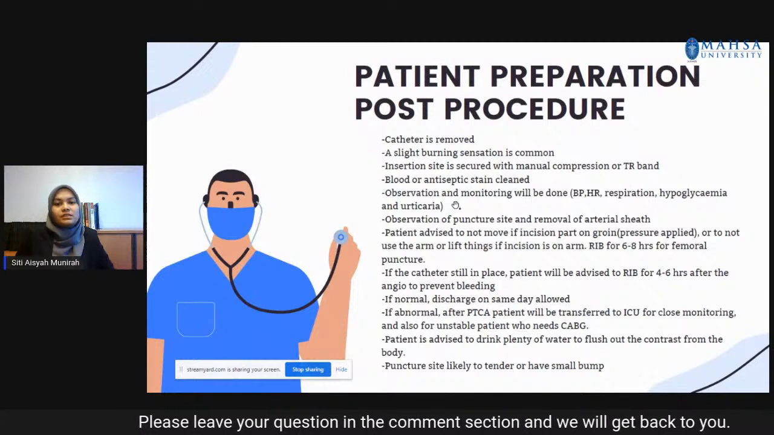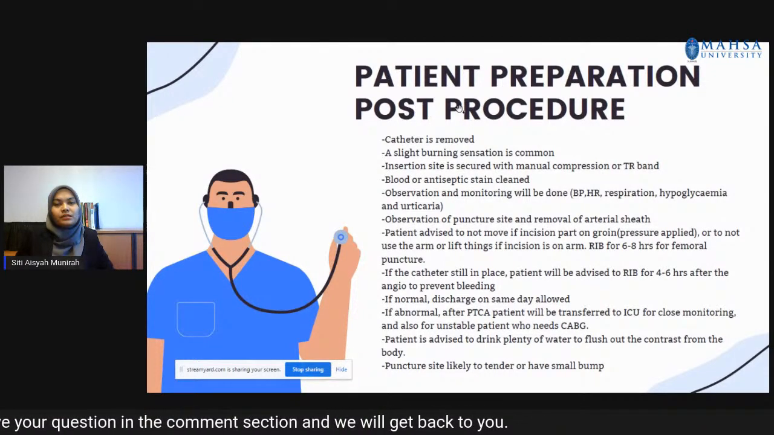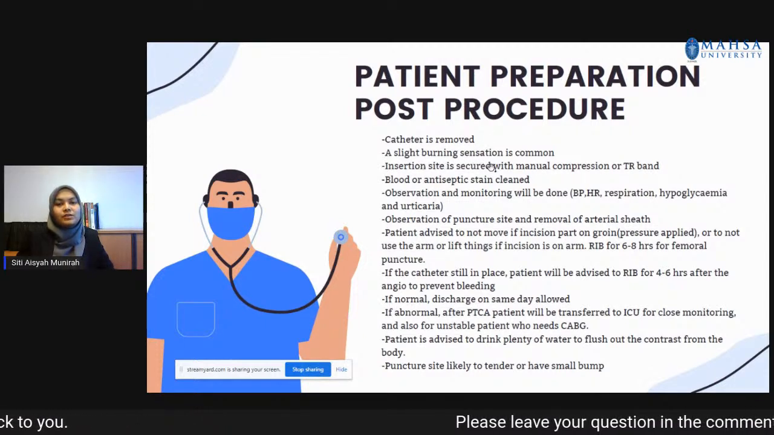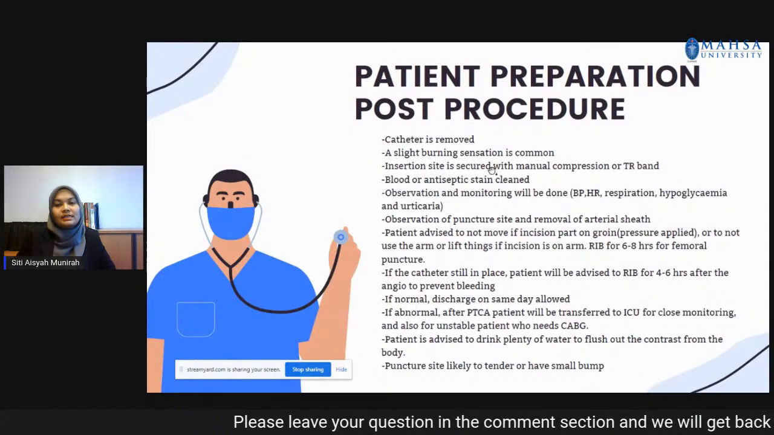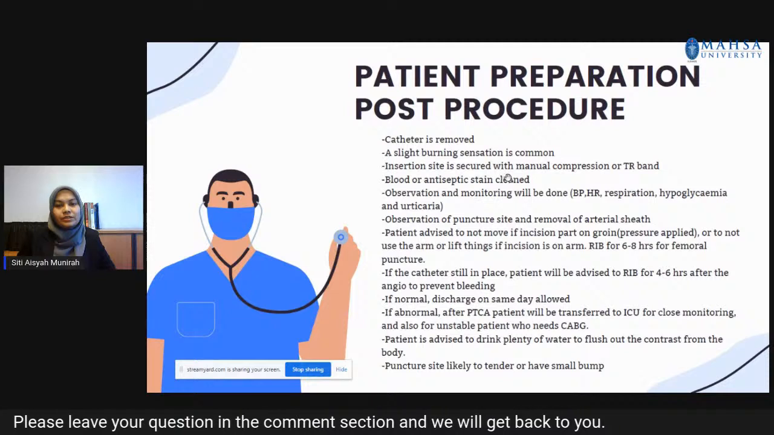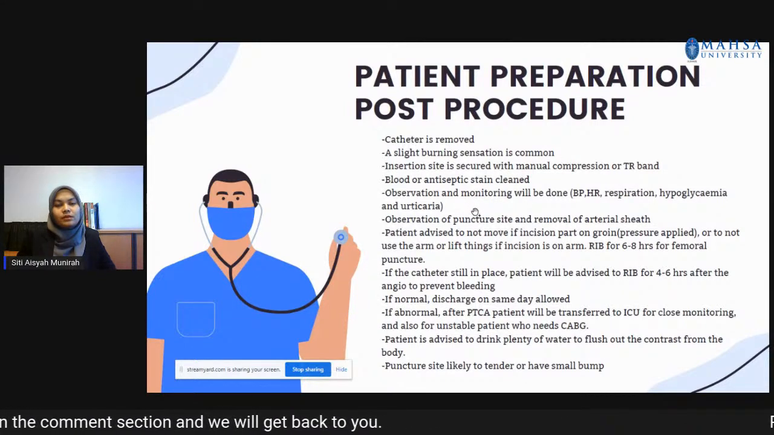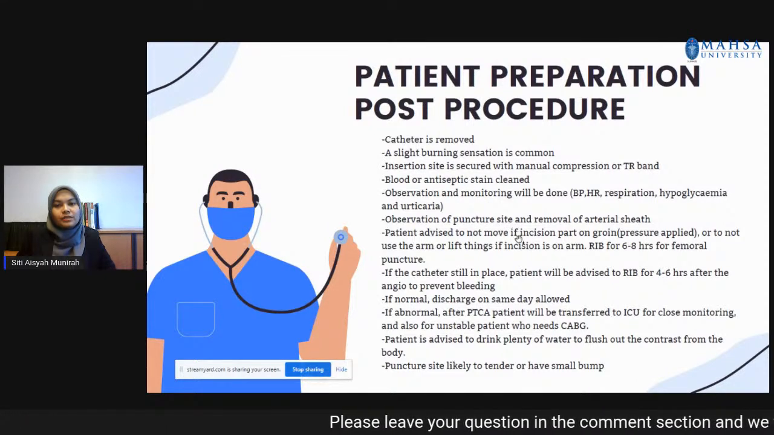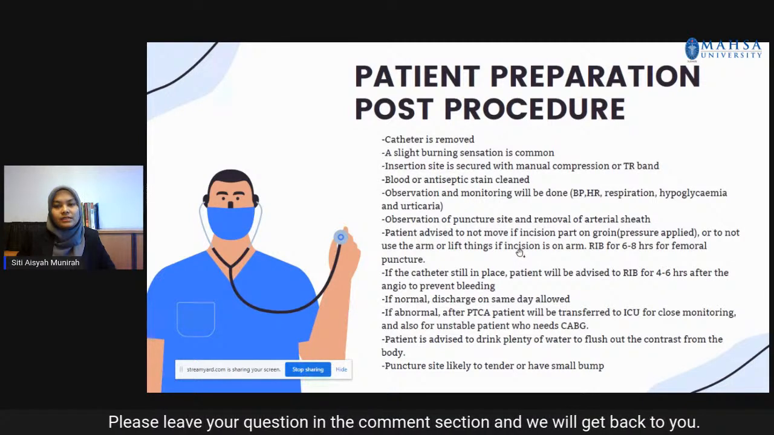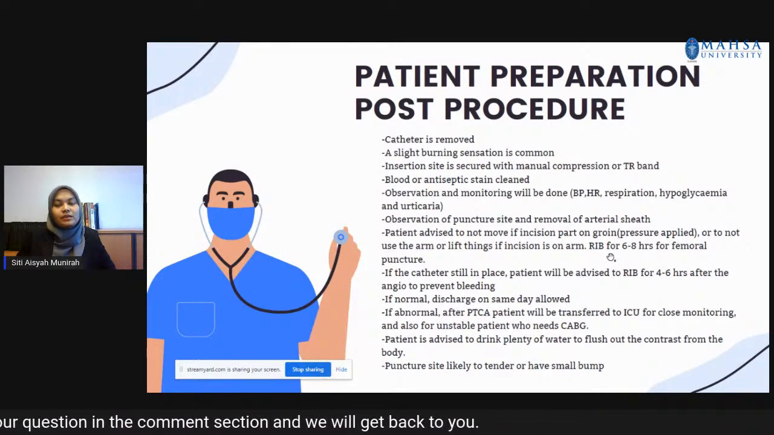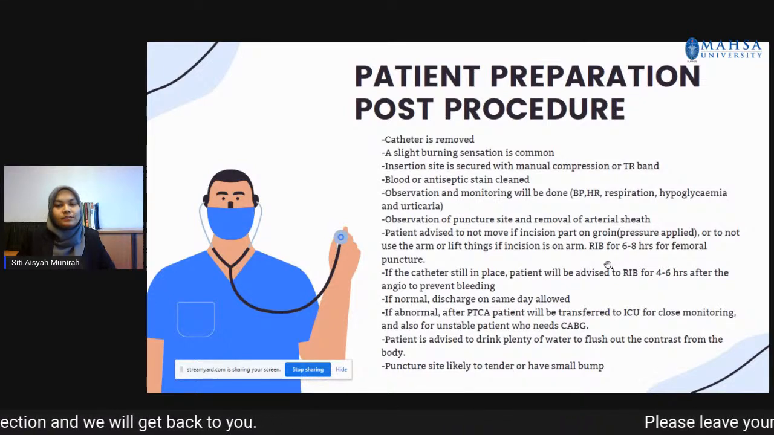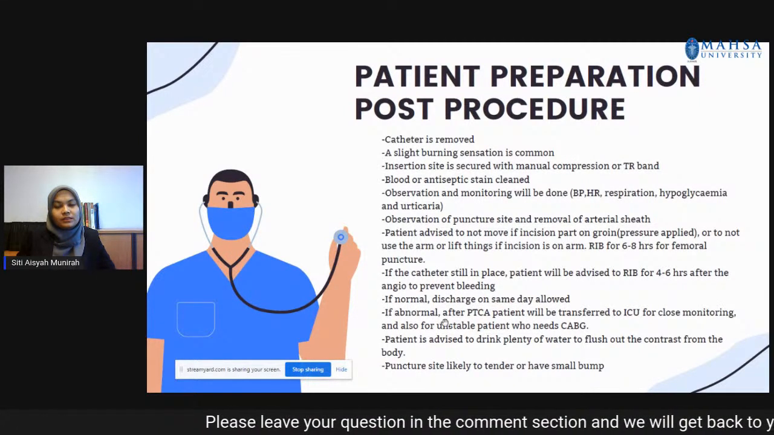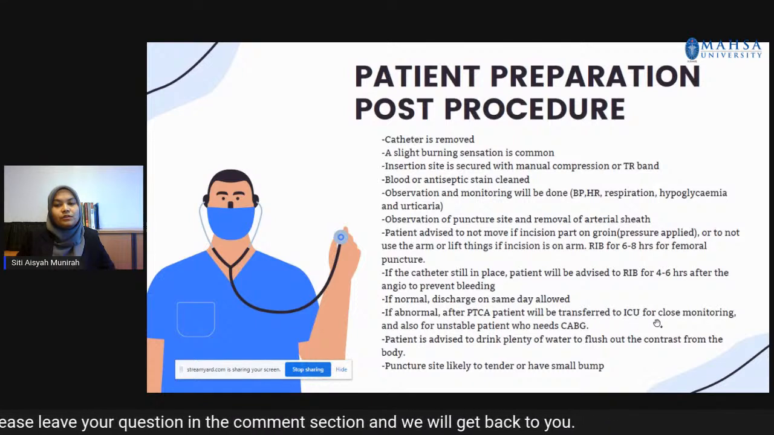After the images are taken, there will be the post procedure. The catheter is removed, then the patient will experience a slight warm sensation due to the injection of the contrast media. The insertion site will be secured with manual compression. The vital signs of the patient will be observed, and the puncture site also will be observed. For the patient who uses the femoral artery as the site of access, the patient needs to rest in bed for 6 to 8 hours. If the patient is normal, then they will be discharged on the same day. But if the patient is not normal, the patient needs to go to the ICU for close monitoring.